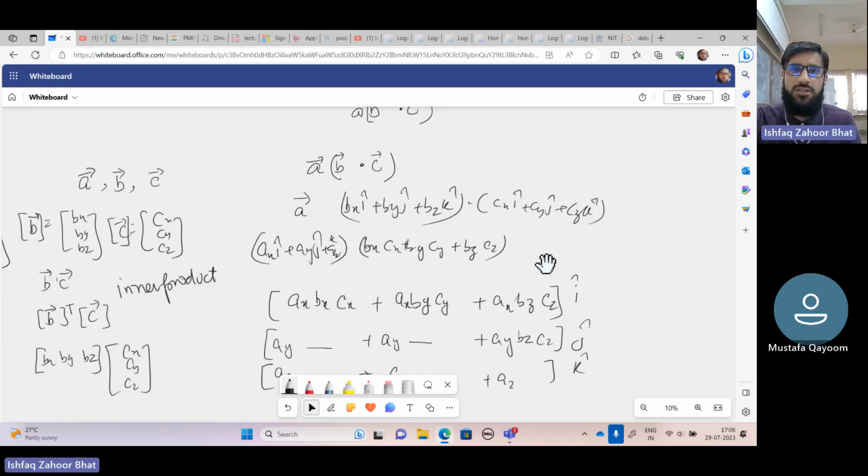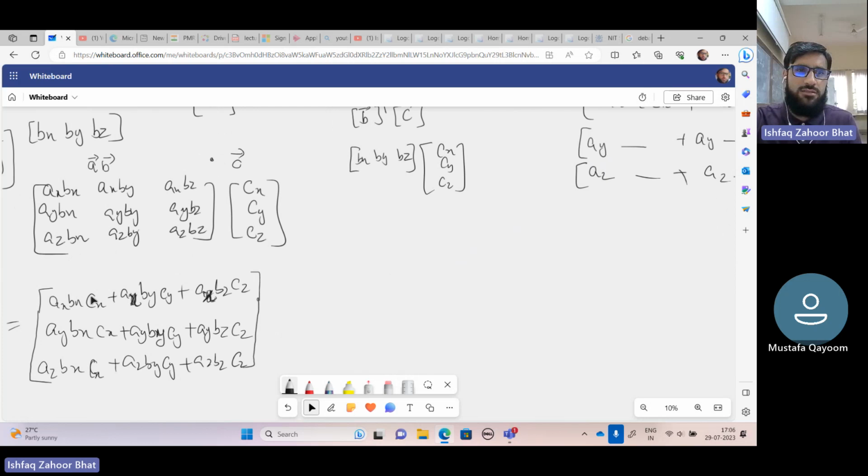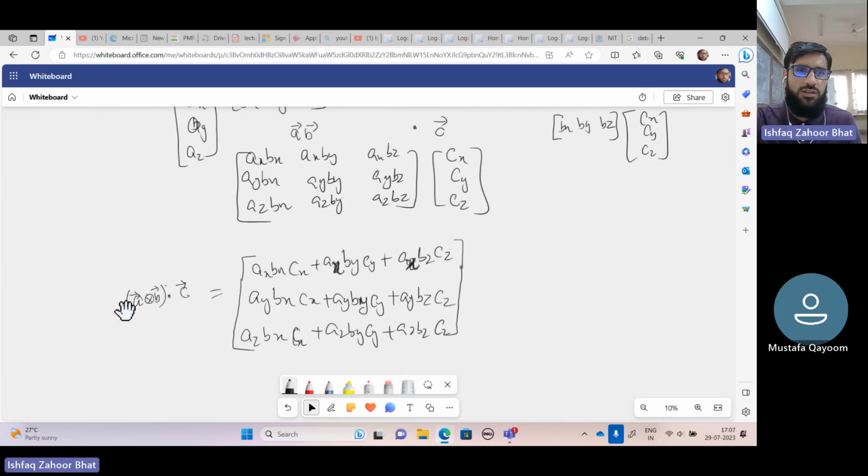We can take this operation because if you want to take A, B dot C, you can get the components like this. Do this operation and you know how to do this operation. And MATLAB also knows how to take this operation and you will get the components of this. Are you getting my point?